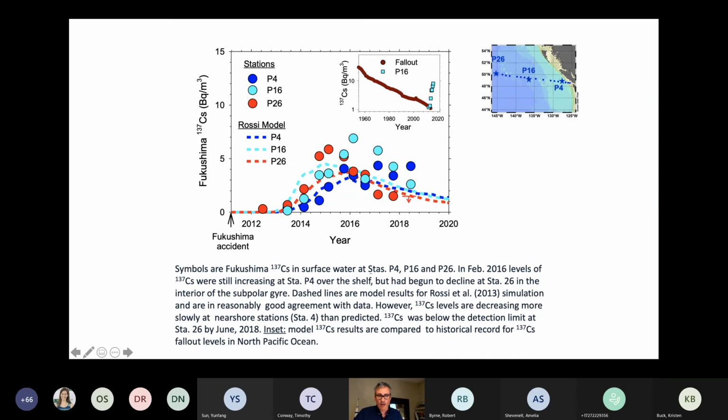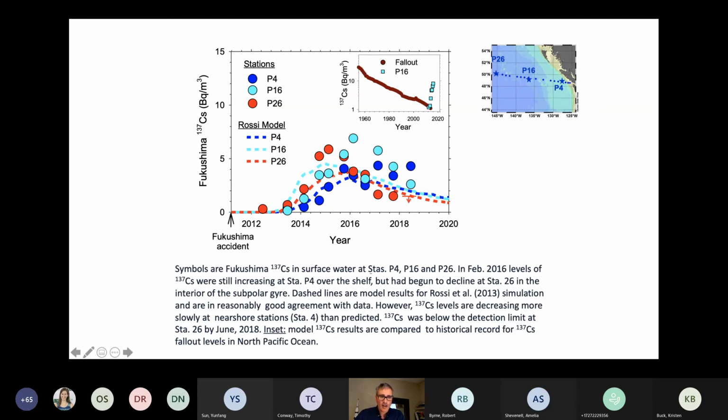And the circles represent our observations at the coastal station P4, the station intermediate distance offshore P16, and in red, Ocean Station Papa, 1,500 kilometers offshore. And you can see that for the most part, the models do a pretty good job of capturing the transport of the contamination. The timing of the arrival is pretty good, but we're seeing that the models were underestimating somewhat, not by very much, the peak levels that we're seeing offshore on the order of 6, perhaps to 10 becquerels per cubic meter in the subsurface. So we were able to sort of ground truth these models by using our observations.